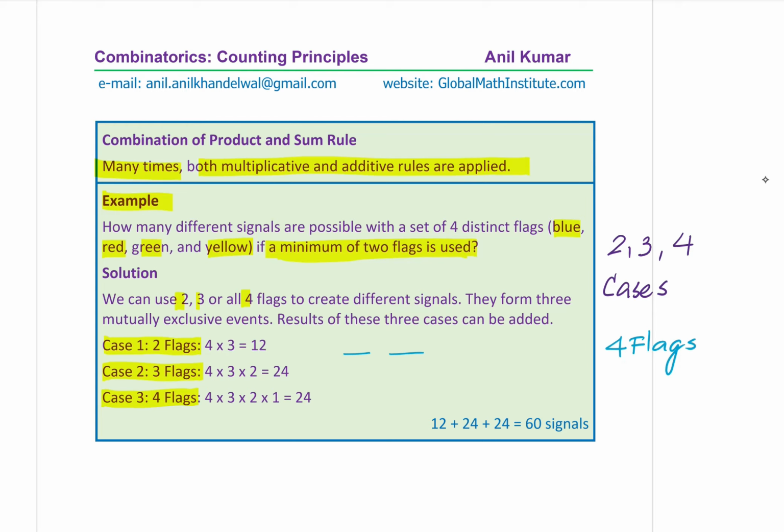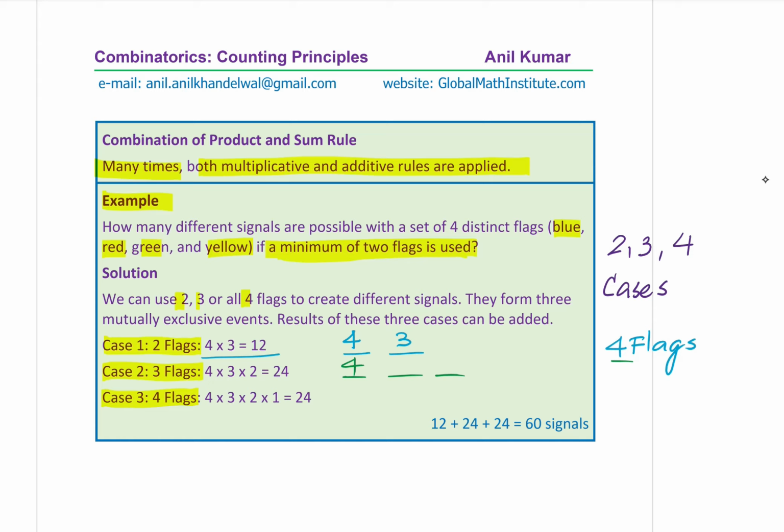But we are using 2 for signaling. In that case, you have a choice of 4, but once we pick up one of them, 3 are left. So we get 4 times 3 as 12 as the number of choices when 2 flags are being used. Well, if you're using 3 flags, in that case, to pick up the first, we have 4.